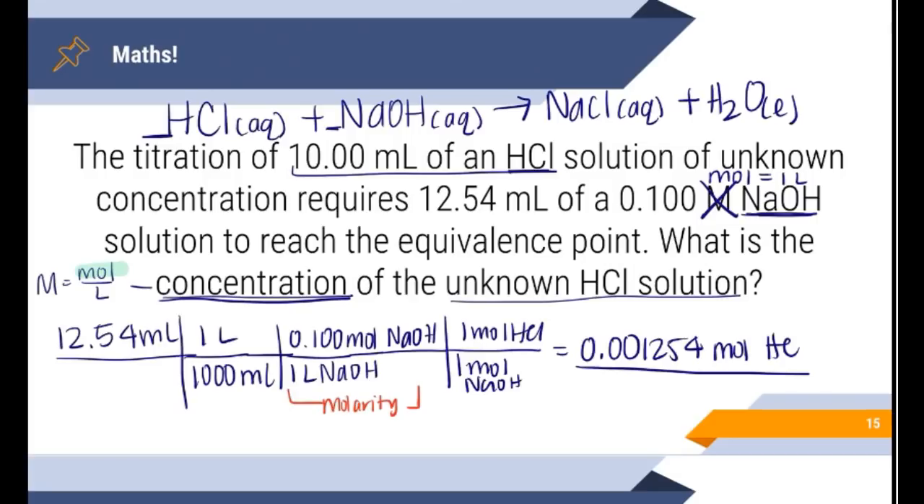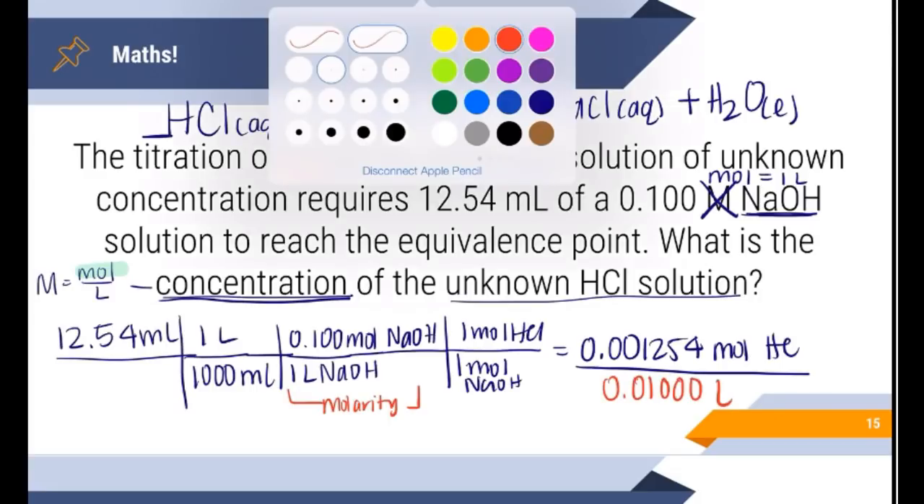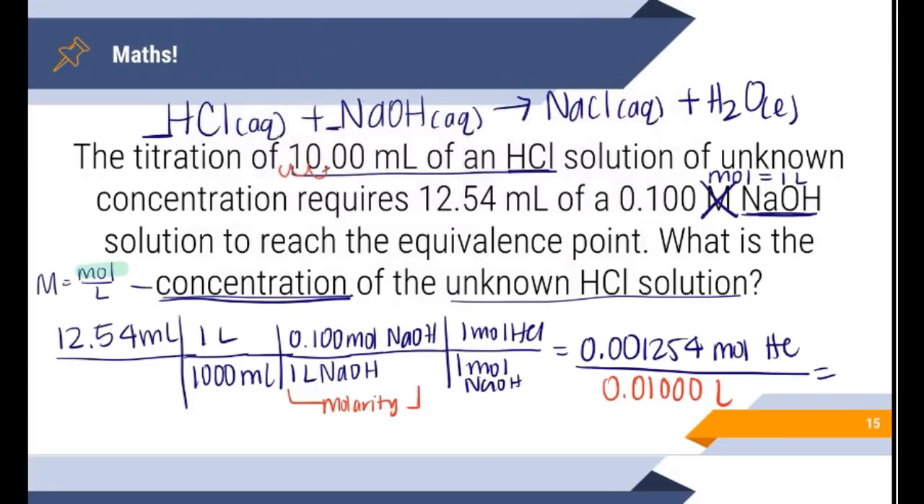by the liters. I have 10 milliliters up here. Quick trick, I can just pop this decimal back 3 places, 1, 2, 3, change it into liters, so 0.01000, make sure I keep my sig figs, liters, and divide that, and I get 0.1254 molar HCl. For sig figs I want 3, so this will work. So 0.125 molar HCl as my answer.